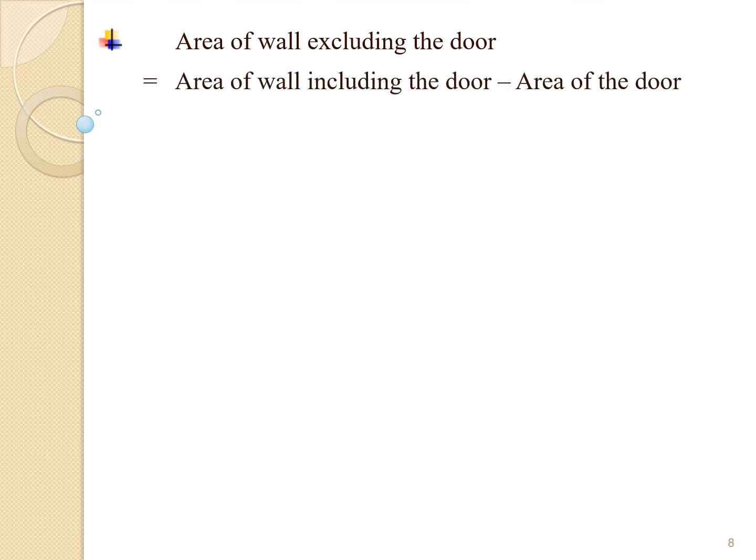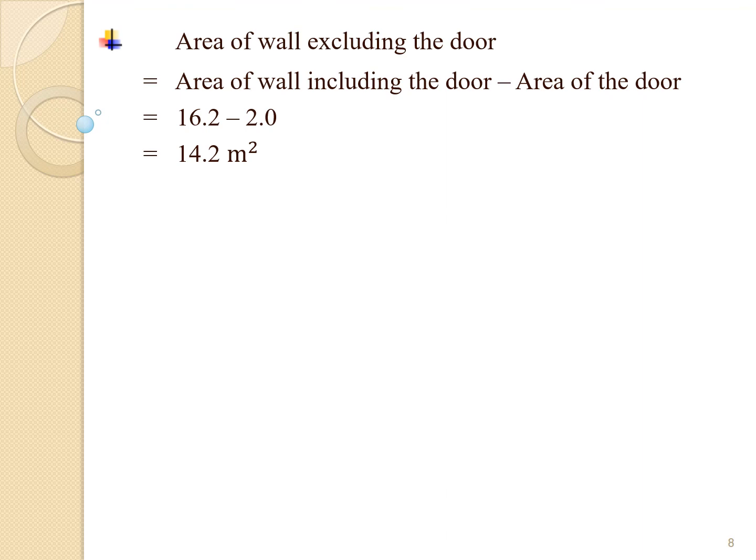Now, let us find the area of wall, excluding door. Thus, area of wall, excluding door, equals area of wall, including door, minus area of door, which is equal to 16.2 minus 2, which is equal to 14.2 square meters. Thus, area of wall, excluding door, is 14.2 square meters.